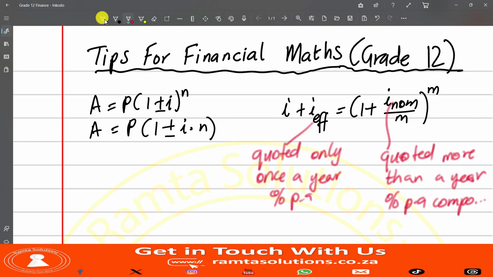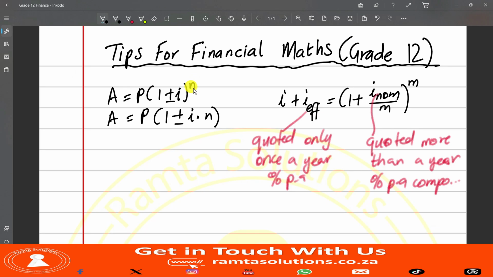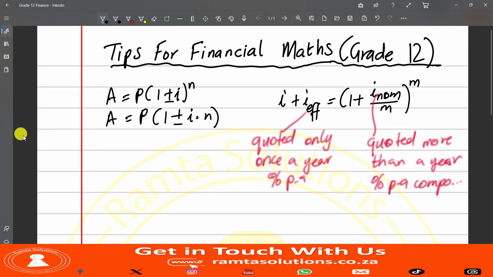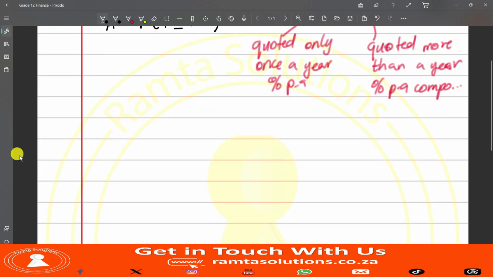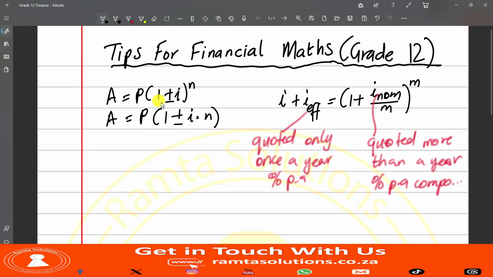Now, because you are in grade 12, it's important. I want to talk about the following. Because you're in grade 12, you then work with annuities. But secondly, I'm not sure about what I explained here. Maybe let me repeat it.